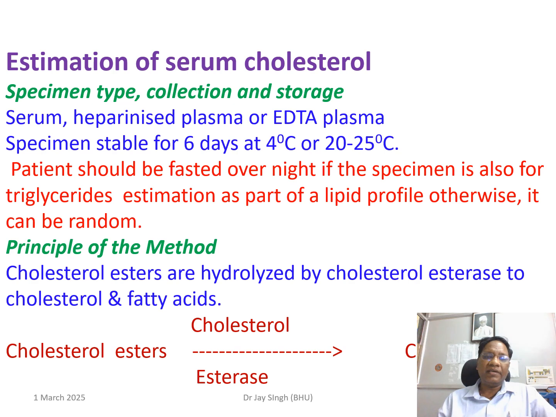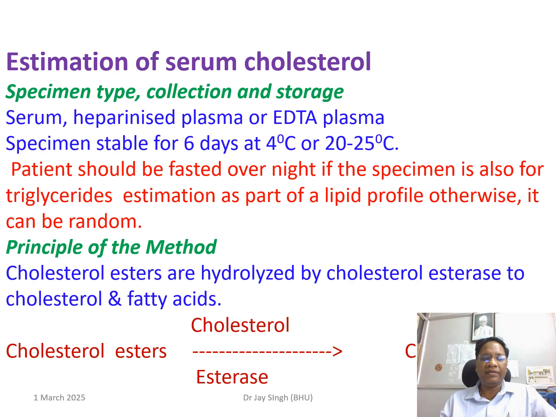So, serum, heparinized plasma or EDTA plasma specimen is stable up to 6 days at 4 degrees centigrade, and at room temperature. Patients should be fasted overnight if the specimen is also used for triglyceride estimation as a part of the lipid profile. Otherwise, it can be random.